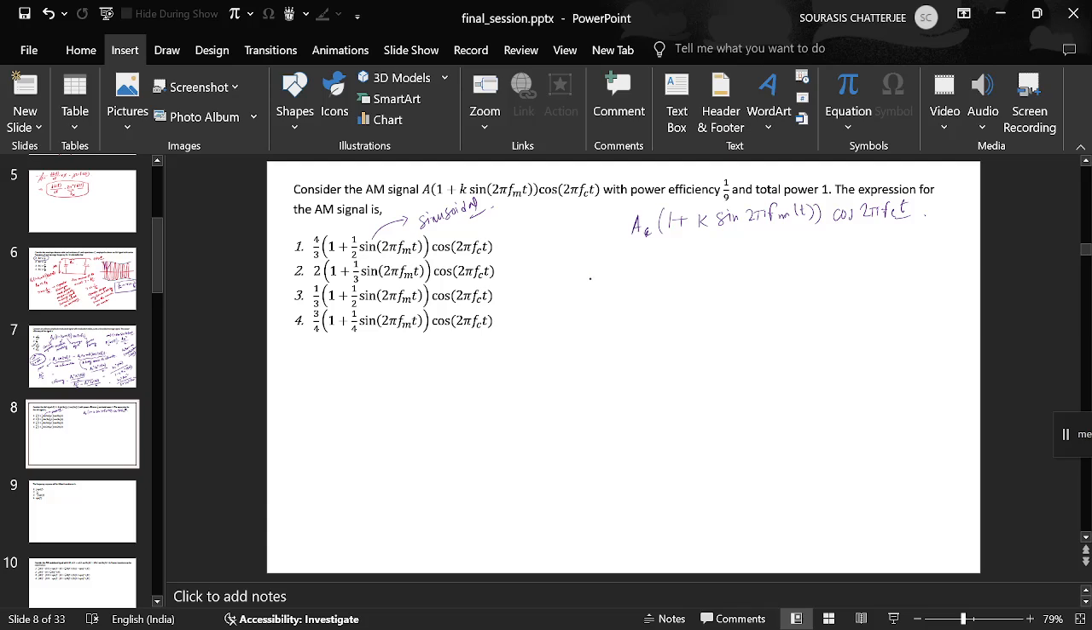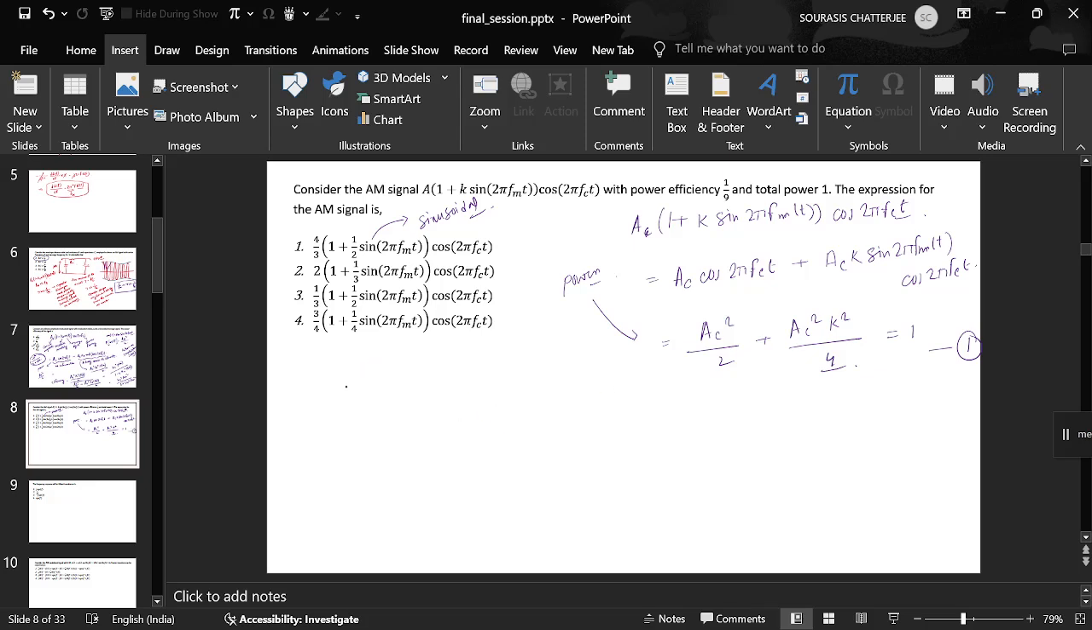So if I take the total power here and break it down first, AC cos 2 pi fct plus AC k sine 2 pi fm t cos 2 pi fct. So power for this is as follows: AC square by 2 plus AC square k square divided by 4. This is given as 1. So this is our first equation.